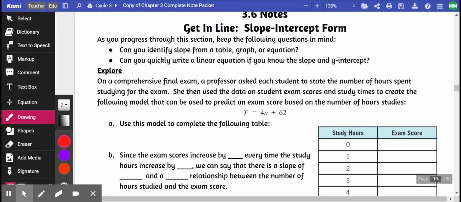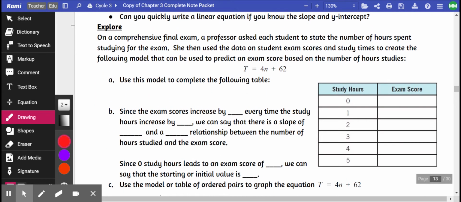Hey everybody, so these are your 3.6 notes. They cover slope-intercept form, and we're actually going to start with our explore problem. It says on a comprehensive, so that means cumulative or over everything, final exam, a professor asked each student to state the number of hours spent studying for the exam.